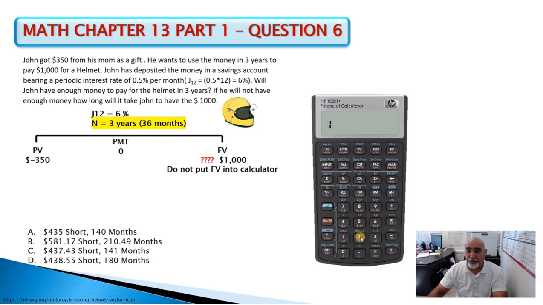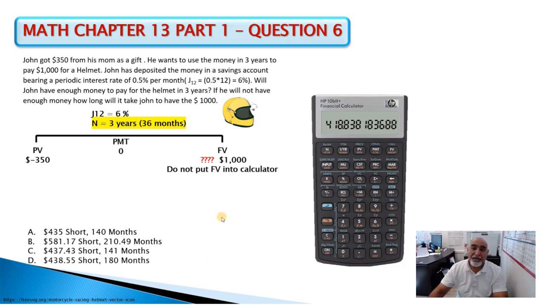12 for the compounding periods per year, and 6 for the nominal interest rate. N is 36 months. This is done. PV is $350. We say we got, but then we put it into the bank account, so it's a negative number. 0 for payment, and FV comes out to $418. Well, that's all we're going to have after 3 years. We're only going to have $418. That means the answer to this question is $418 is what we have.